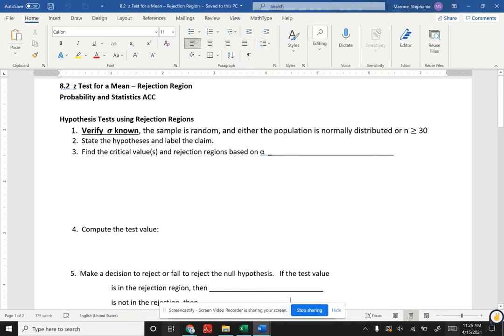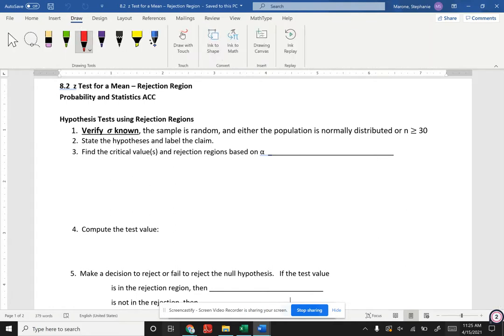So we'll go through the steps as we do the first problem together. And most of, or all of these steps we've done before, we're just putting them together in one problem. For this section, we are going to use a z-test for a mean, and there's two different methods: rejection regions, which is also called the traditional method, depending on which book you use. I think our book does say the traditional method.